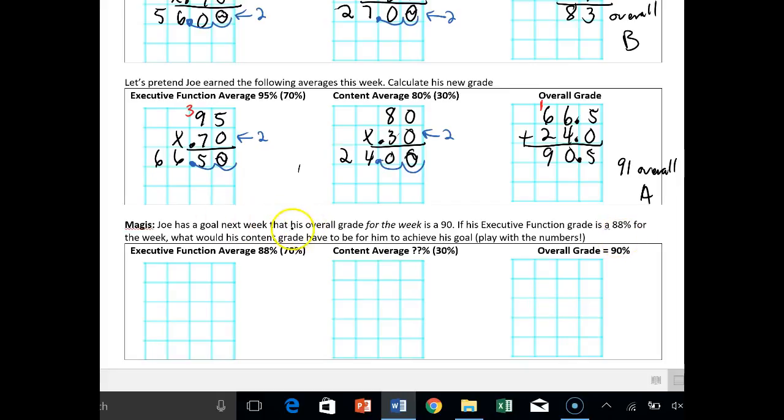Joe has a goal next week that his overall grade, he wants it to be a 90. If his executive function grade so far is an 88 for the week, what would his content grade have to be for him to achieve his goal? So basically, you want to figure out 88 times 0.70. You want to figure this out, right? And then you want to find out, okay, what would I have to get in my content for my overall grade at the end to be a 90, right? You play around with the numbers and figure that out. That's the end of part 2.